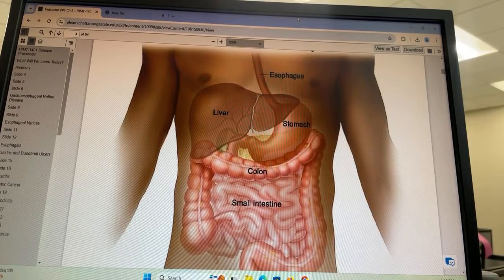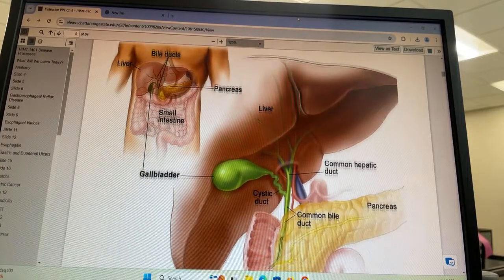You got the liver on the top left there. The liver is in charge of filtering the toxins out of the blood. You got the stomach. Obviously, it's where the food goes that you eat. There's stomach acid in there, which helps to digest that food. Once it leaves the stomach, it goes into the duodenum. It's not labeled in this picture.